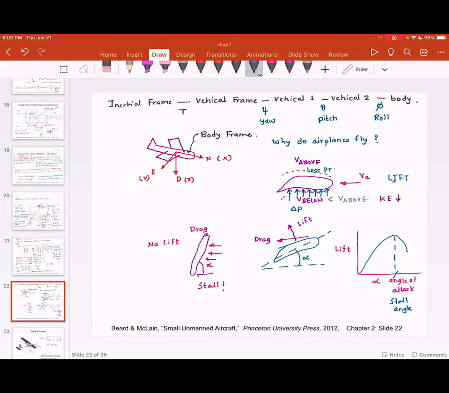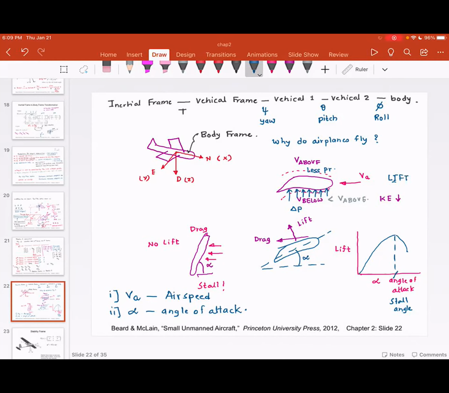And so the aircraft flies because of two things. First is VA, which is called the airspeed, and second, angle of attack, alpha. Now, this is precisely the reason why airplanes need to take off at a high speed, because unless airspeed reaches that particular value, there is no sufficient lift to lift the aircraft.